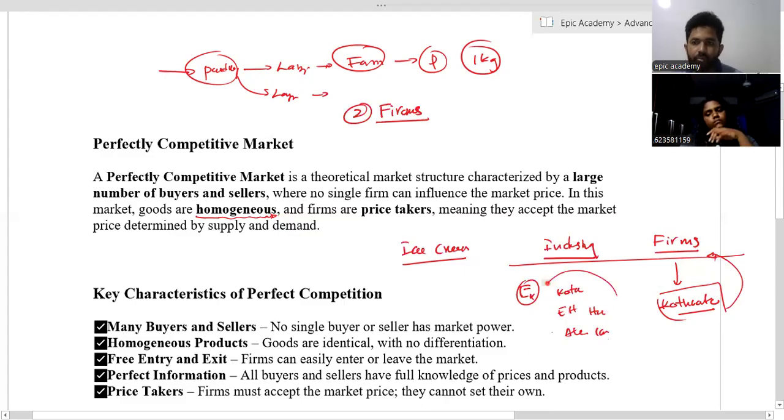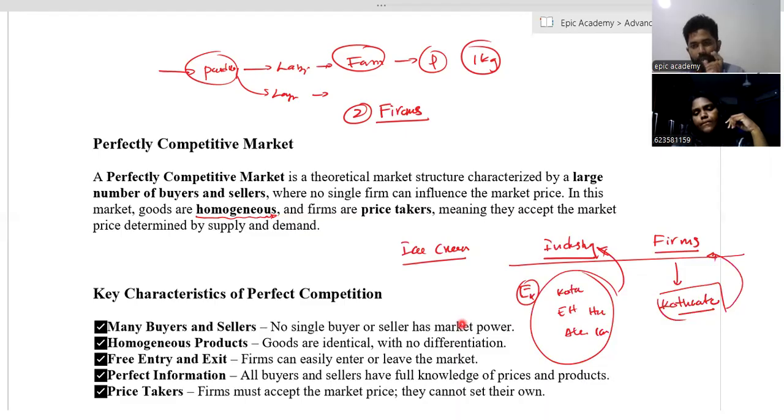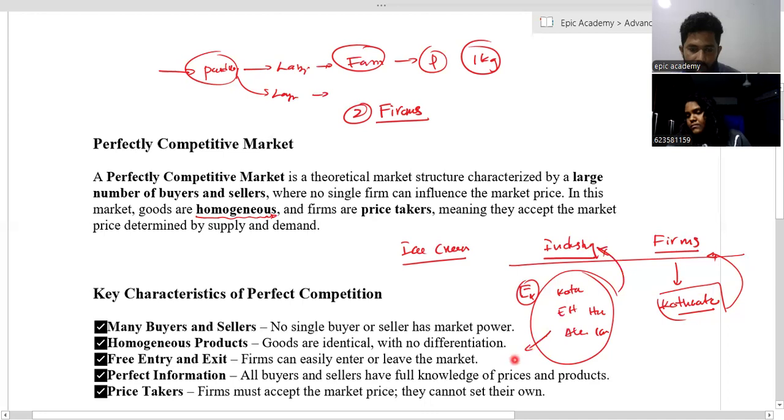So a collection of firms produces similar production, the same production. We call it an industry. A collection of similar producers or similar firms producing similar productions to the market, we call it an industry. One of them is a firm. Okay, so just consider they are producing vanilla 1 liter ice cream.